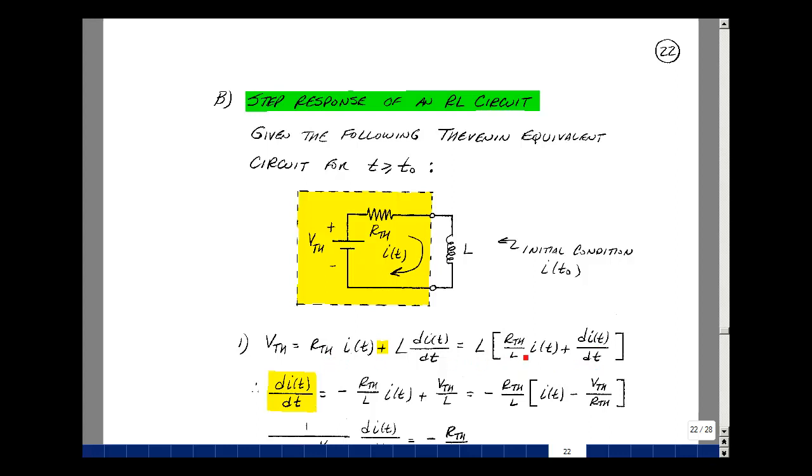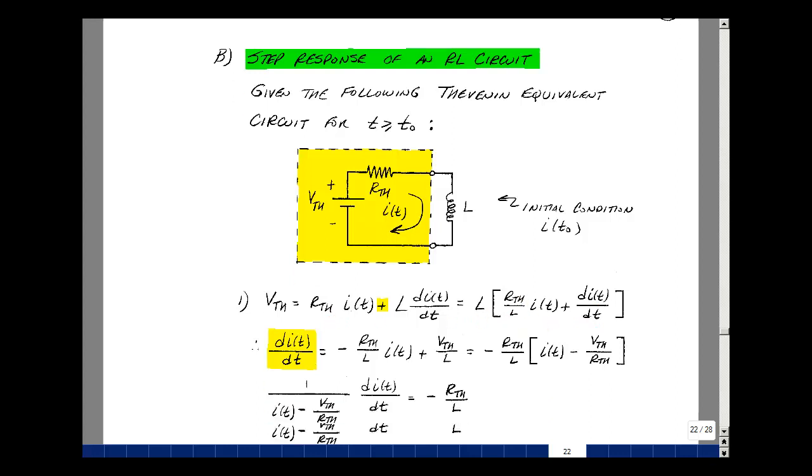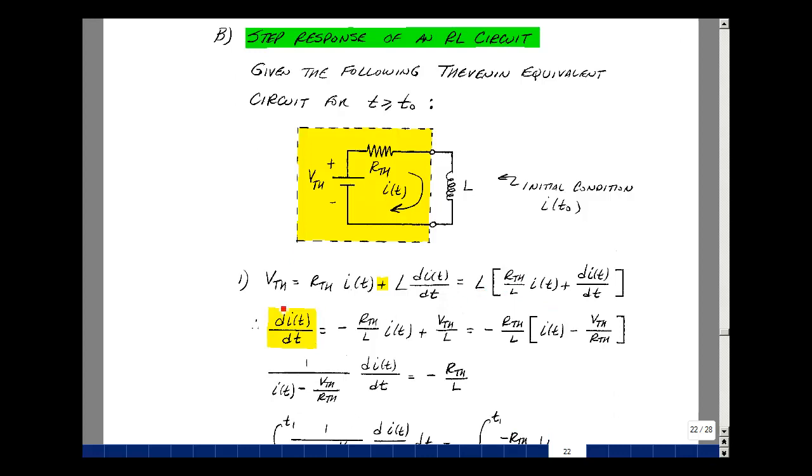So we multiply this out, we'll get R Thevenin times I of t. Let's divide this equation by L, V Thevenin over L, and I'll put this on the other side of the equation as a minus R Thevenin over L I of t, and I'm just left with the derivative of I of t. Let's further pull out a minus R Thevenin over L.